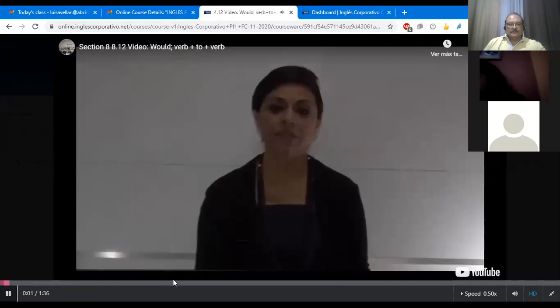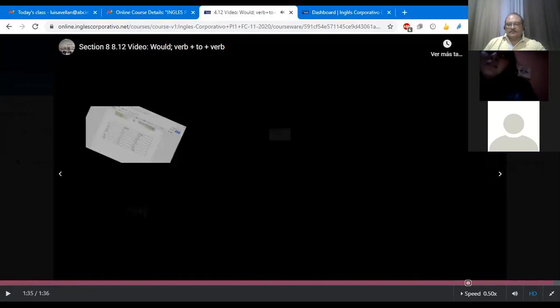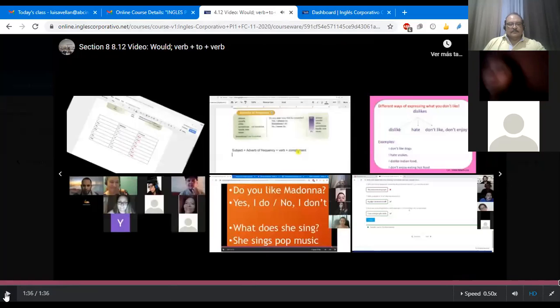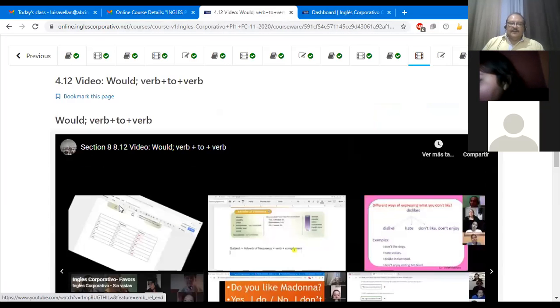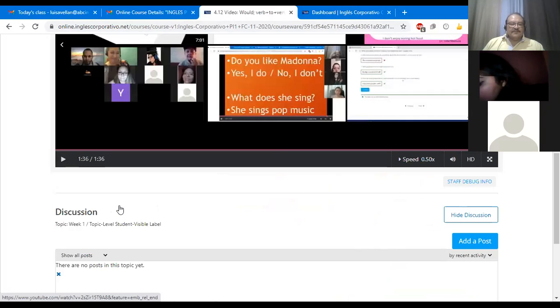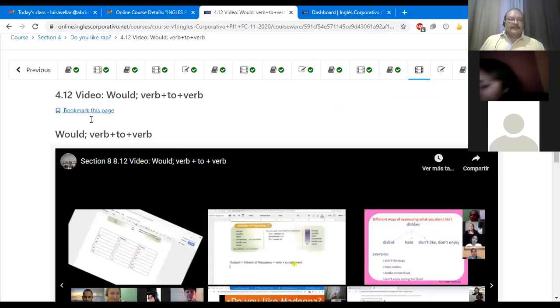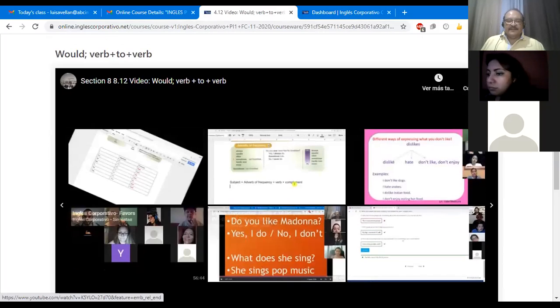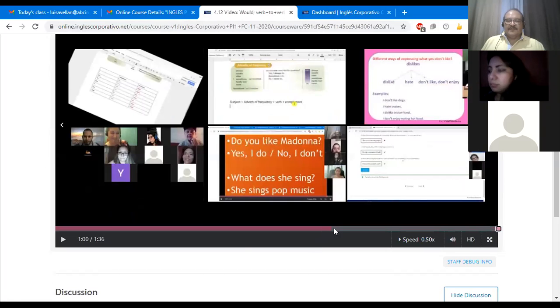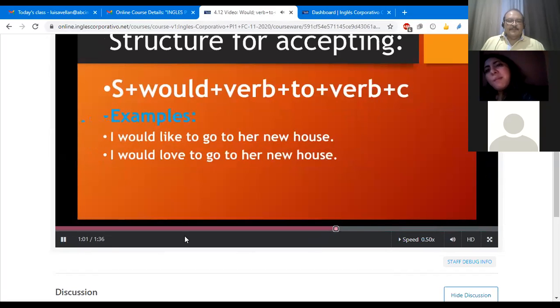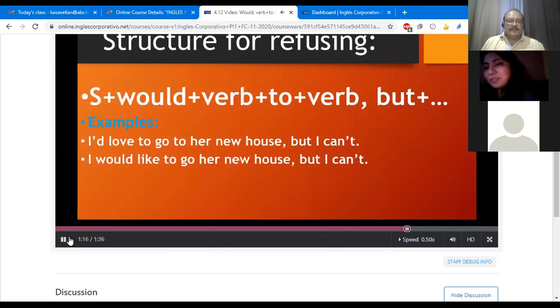By the end of this lesson, participants will comprehend "but I can't." Okay, so then we have the structures where we can use would plus verb plus to plus verb, right? So this is important here. Remember this structure: subject plus would plus verb. We need to follow this structure. Okay, this is what you have to remember.